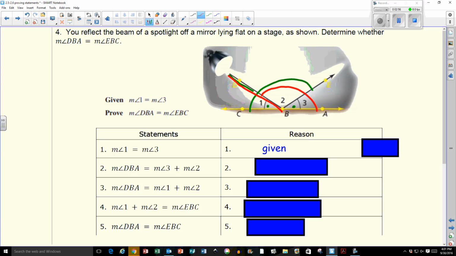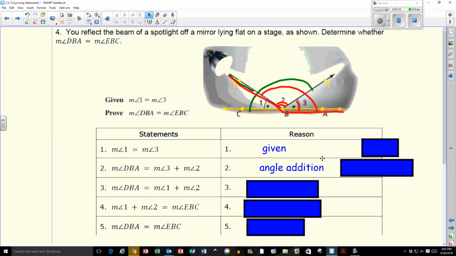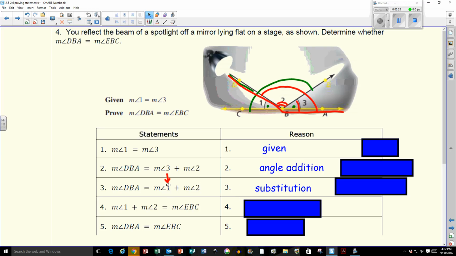So DBA would be this one here. So that's going to be the measure of angle 3 plus the measure of angle 2. So that would be our segment addition, or sorry, angle addition, which is like the segment addition. And since 1 and 3 are equal, I'm going to replace the 3 with 1 by substitution. And since DBA is equal to 1 plus 2, and I know 1 plus 2 is equal to EBC, because that's angle addition.